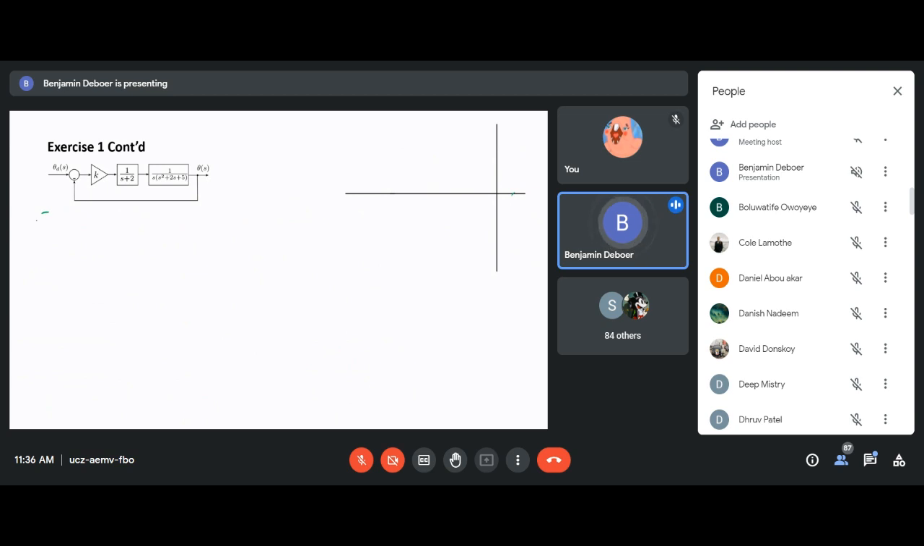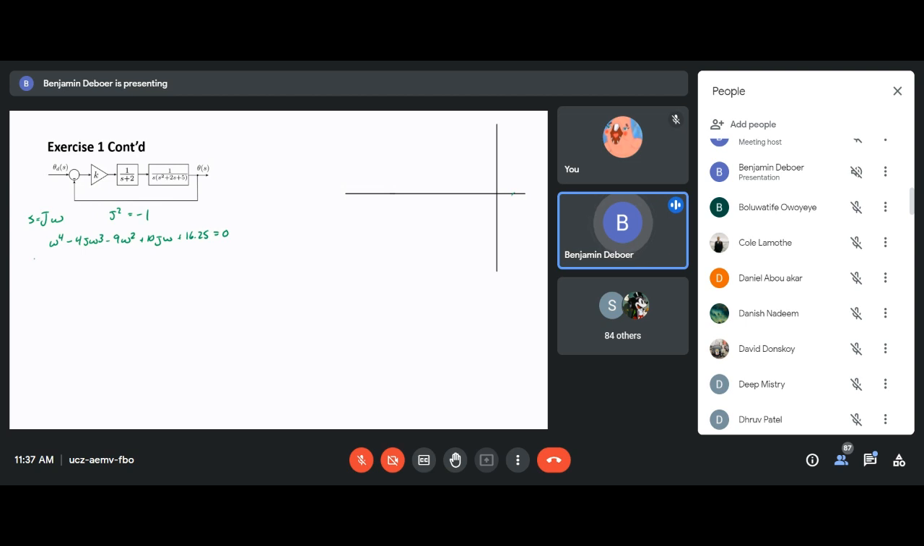So again, we're replacing S with J omega. And so with S to the 4, we get omega to the power of 4 minus 4J omega to the 3 minus 9 omega squared plus 10 J omega plus 16.25 equals 0. What I've done here is J squared is equal to negative 1, and that's why this one is positive, because a negative times a negative is a positive.